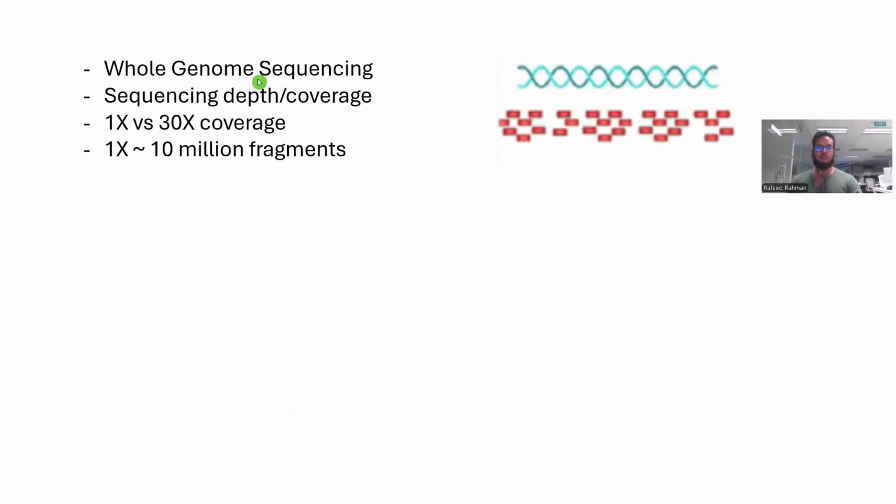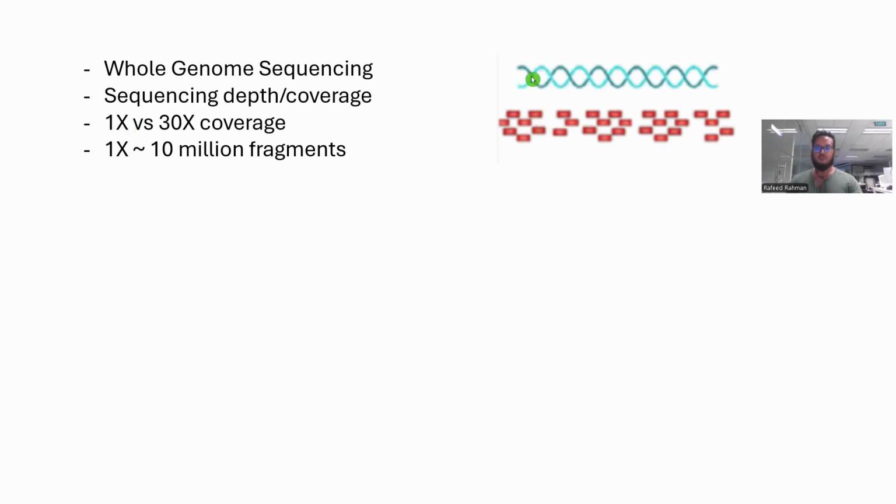First, let's start with whole genome sequencing. If you sequence the entire genome, that's whole genome sequencing. It is no rocket science. So what is sequencing depth or coverage? These two are the same thing. For example, if you look closely, each base, each point in this genome is marked, on average, by two fragments or two reads. That means the sequencing depth here is 2x.